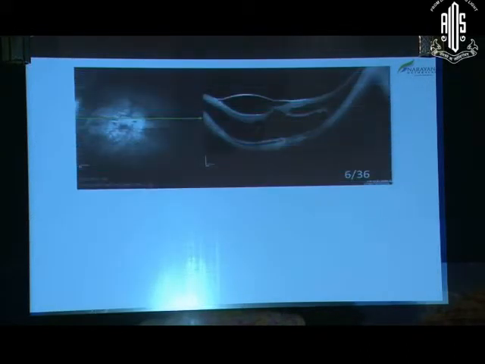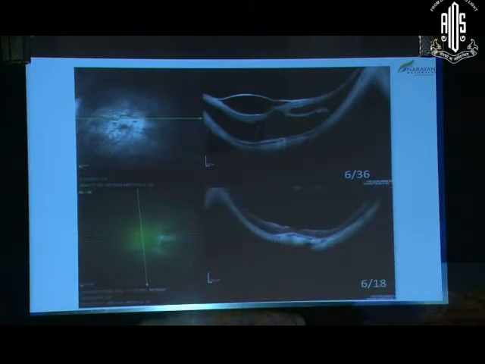This is a case of myopic foveoschisis, 6/36 vision, and the patient underwent vitrectomy with good improvement. Sometimes it may take a couple of months for it to improve. And the most important thing in doing vitrectomy is that you do a very good hyaloid separation, because there could be vitreoschisis, so multiple staining may be required, and complete vitrectomy with hyaloid separation is very important.